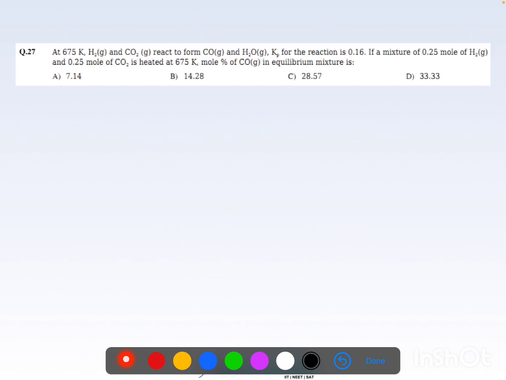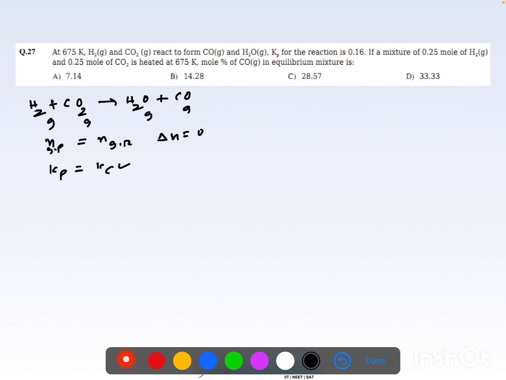In this question, H2 plus CO2 giving rise to H2O and CO. Okay, and here these are all gases. So the number of moles of the products is equal to the number of moles of the gaseous reactants. So therefore delta N is equal to 0. When delta N is 0, Kp will be equal to Kc.